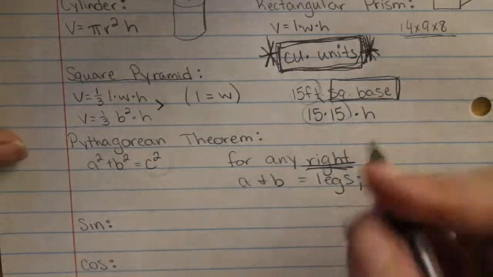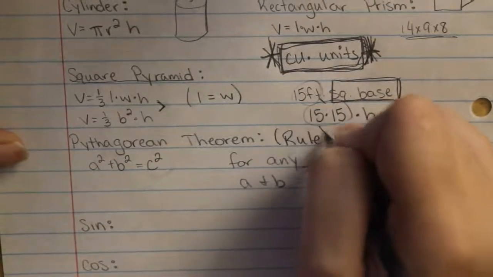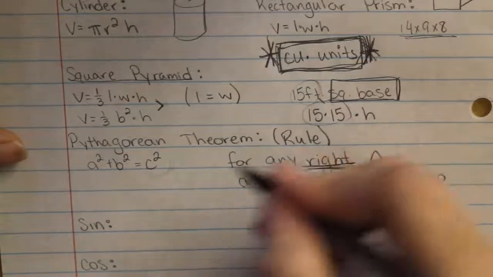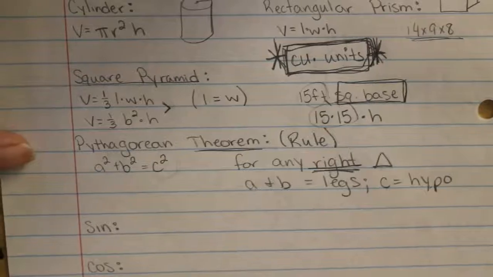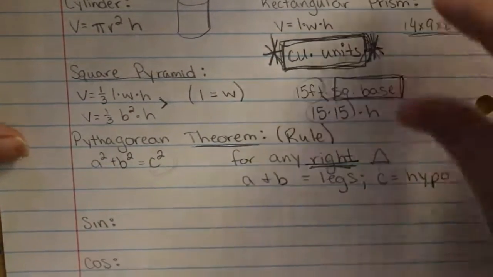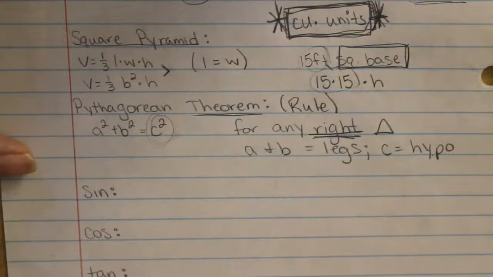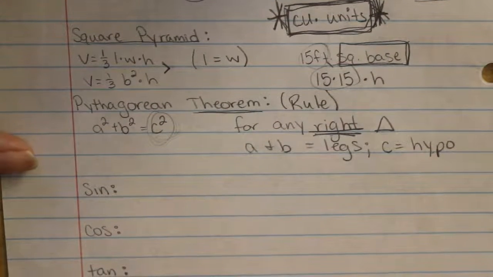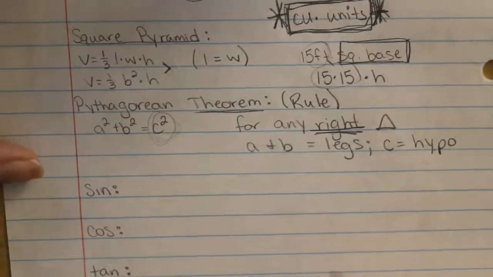It is, of course, labeled as Pythagorean. I'm going to put rule. It's the Pythagorean rule in your book, but it's Pythagorean theorem everywhere else. So actually, I'm typing it up, so I can change that to say Pythagorean theorem. But yeah, so you will need to find the hypotenuse at some point. So you're going to take the square root of the sum of the squares of the two legs.